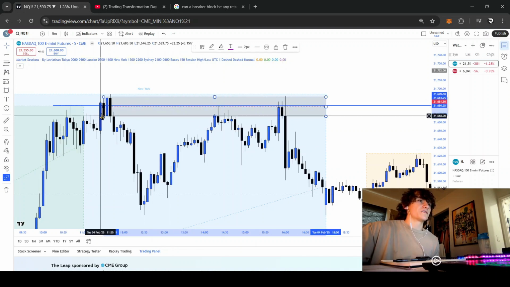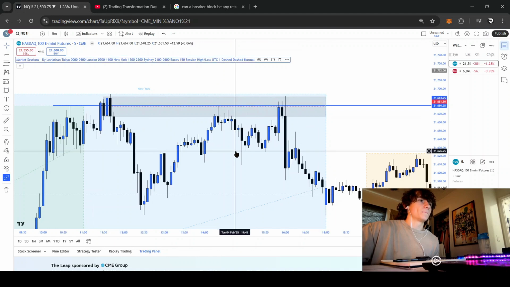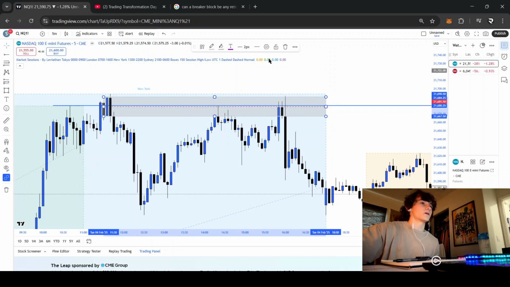No, since it was broken through, or, I can't do this. So where sell orders were able to be filled, it wasn't bought through, it's not a breaker block. This is an order block, I'm sorry.